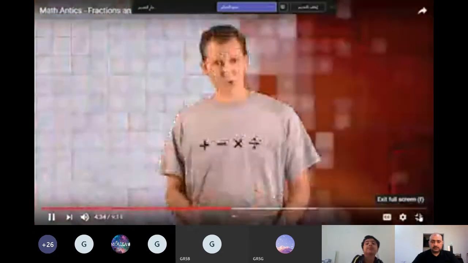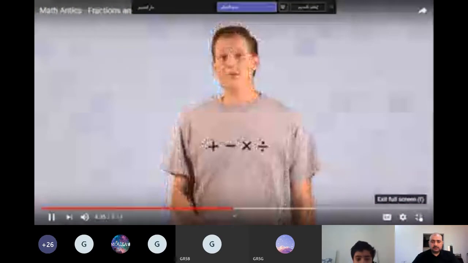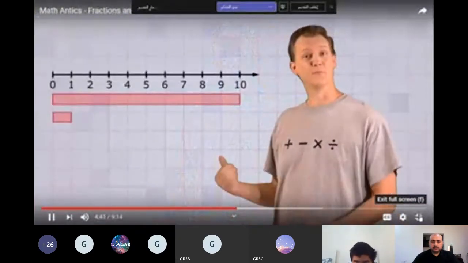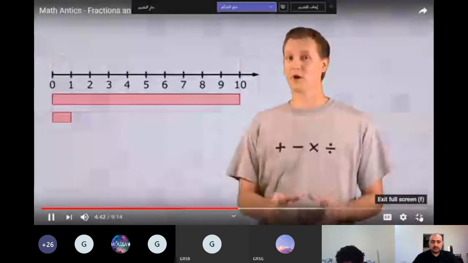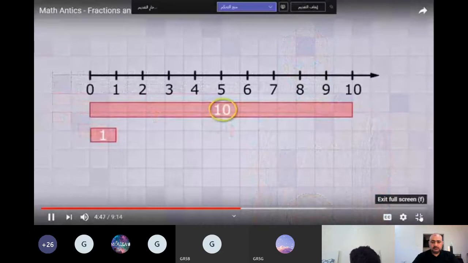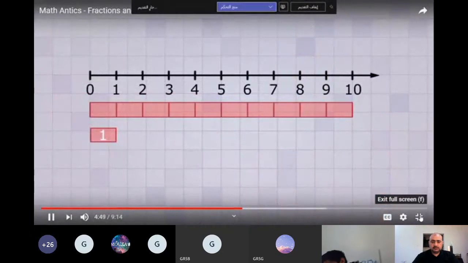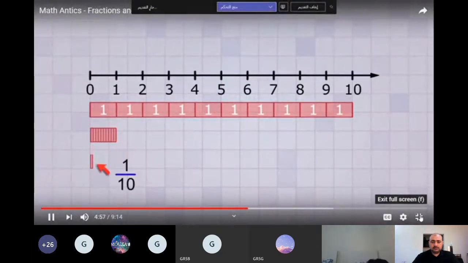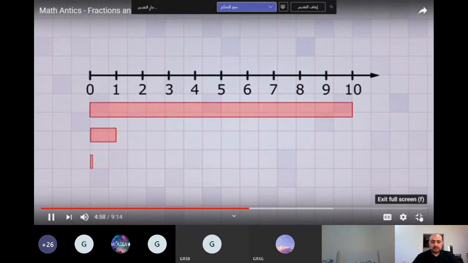A good way to see how this new building block fits in with the other ones is to look at a number line. Oh, look, a number line. And it goes from 0 to 10, and it shows our first 2 building blocks, 1 and 10. If we take 10 and divide it into 10 equal parts, each of those parts is equal to 1. And if we take 1 and divide it into 10 equal parts, then each of those parts is a 10th. Now our number line shows 3 building blocks, 10, 1, and a 10th.